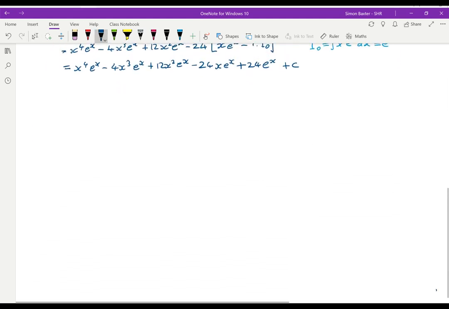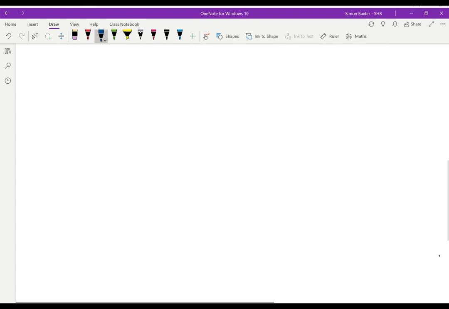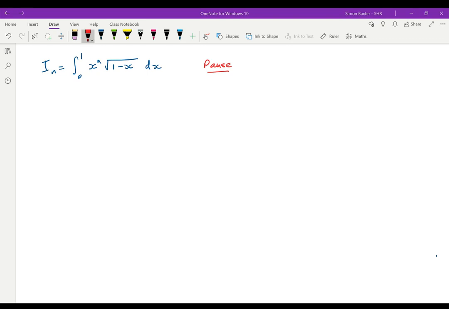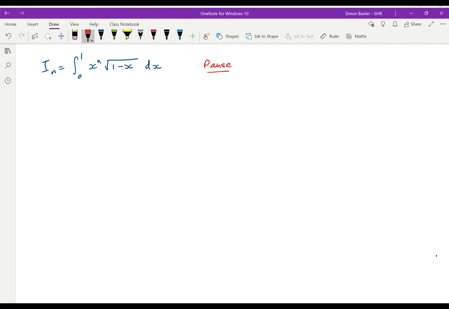Well, let's take this on. What happens now if we look at I_n equals the integral from 0 to 1 of x to the n root 1 minus x dx. Just pause the video and try this one for yourself. Well, I hope you managed it. Let's just do it in case you didn't.